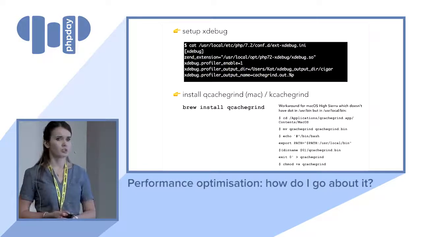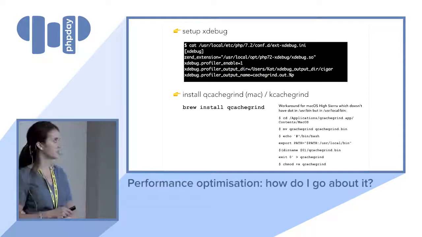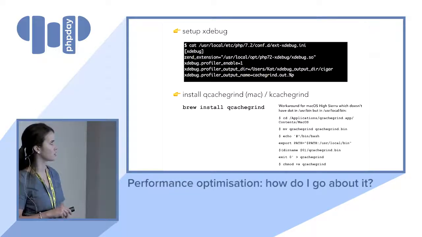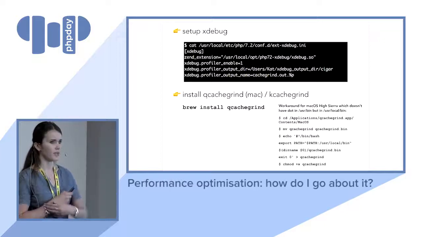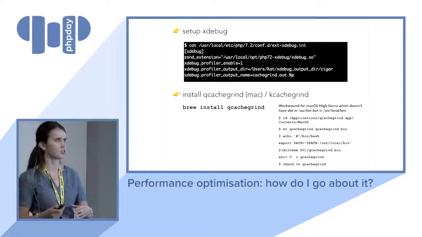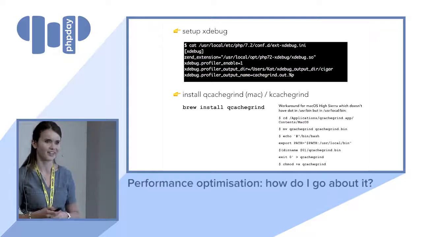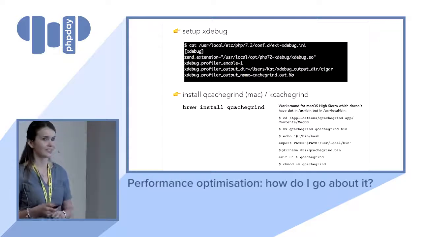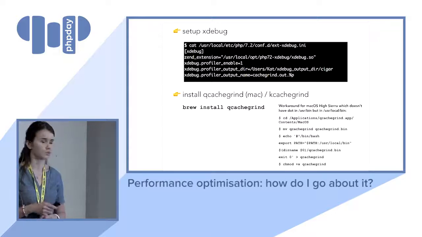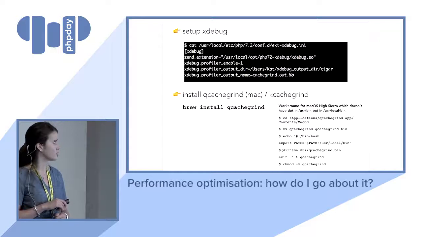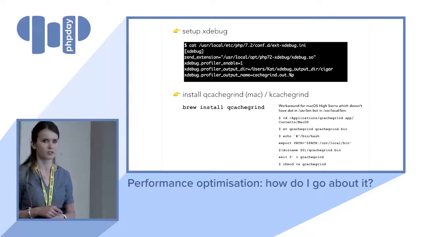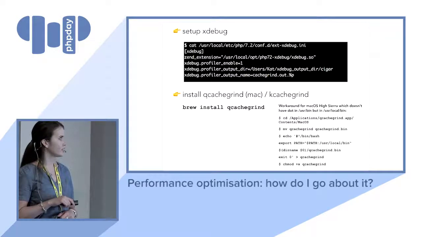So one of the most popular viewers for xdebug information is this thing called qcachegrind for Mac or kcachegrind for Linux. And that application kind of looks like it's from 1995 still, but it's still to this day one of the most popular tools to view the xdebug info. So luckily these days it's pretty easy to install. On the Mac you just do brew install qcachegrind. This bit here, don't worry about it for now.